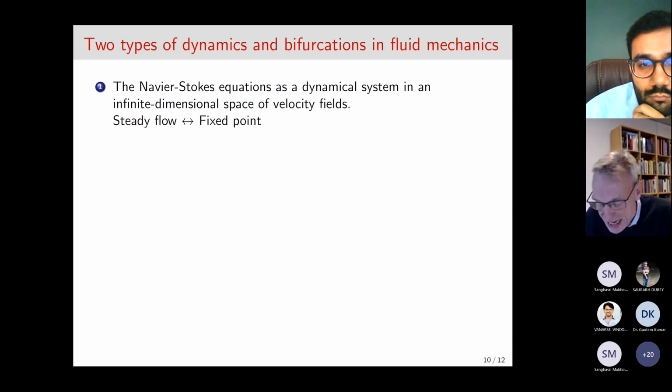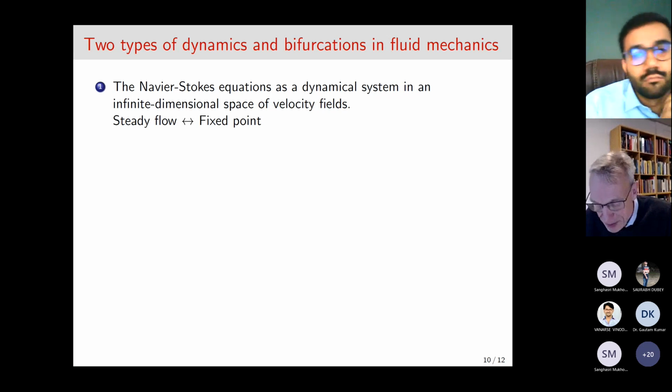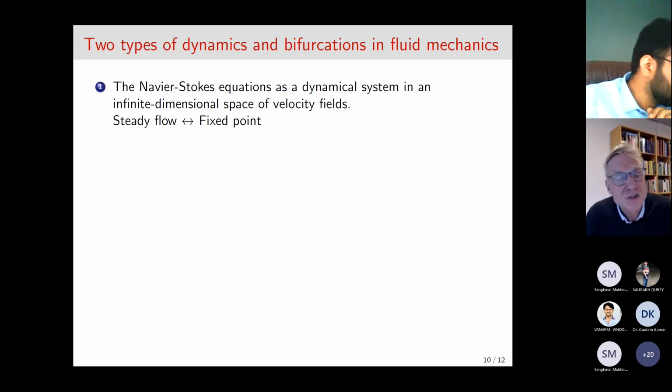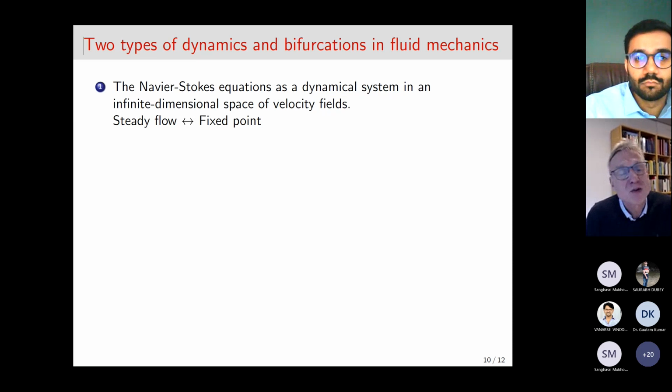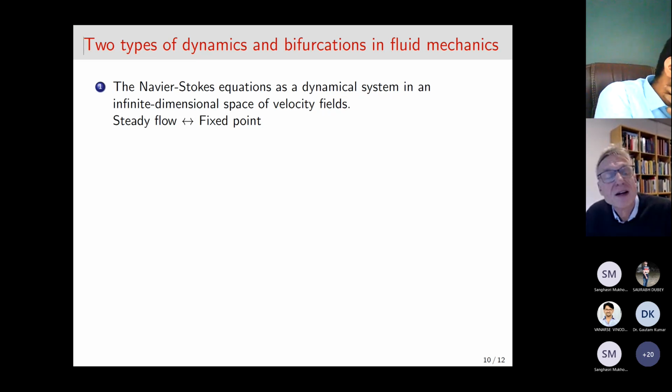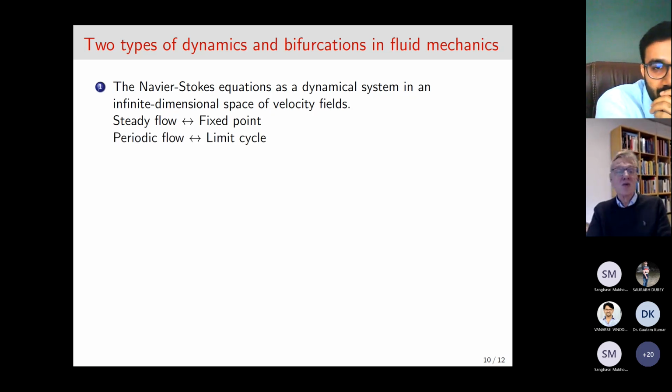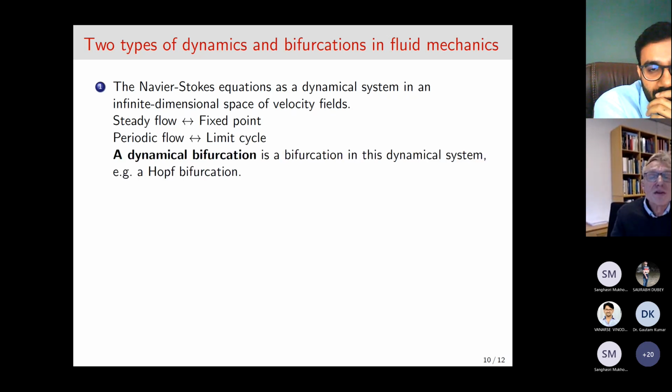And you could, for instance, say that in fluid mechanics language, a steady flow, in dynamical systems language, could be called a fixed point. So that's a certain velocity field, which doesn't vary with time. A periodic flow would be a limit cycle, and so on. So you can have dynamical bifurcations.